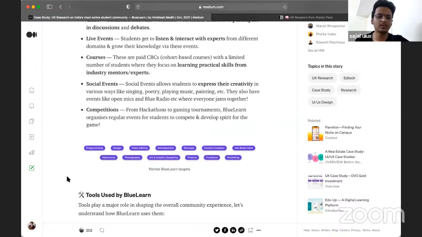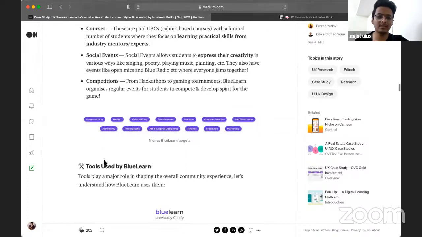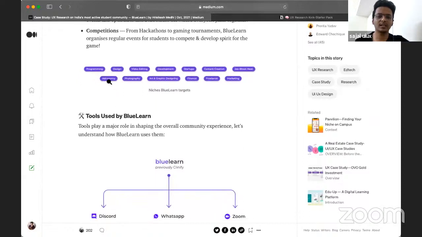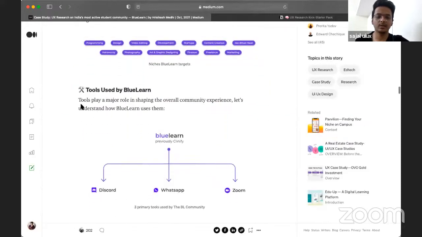Competitions. BlueLearn organizes various competitions ranging from hackathons to gaming tournaments. It not only encourages participation and increases engagement in the community, but also develops a spirit in the game and enhances the learning experience. Also, during our research, we found out that these niches were the ones BlueLearn targeted. So yeah, you can take a look at this.